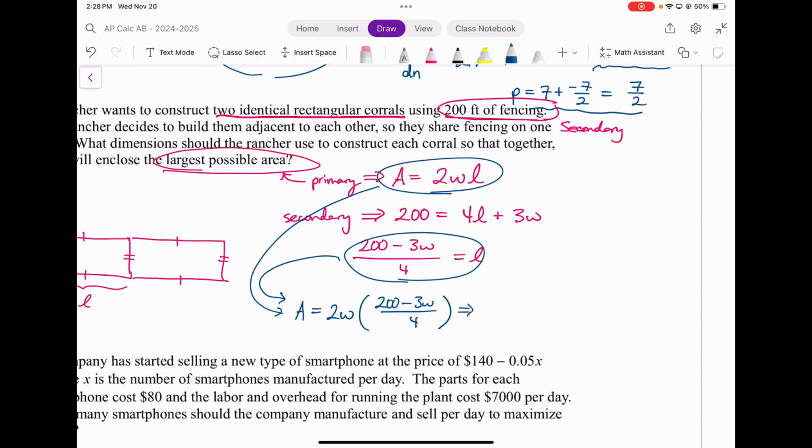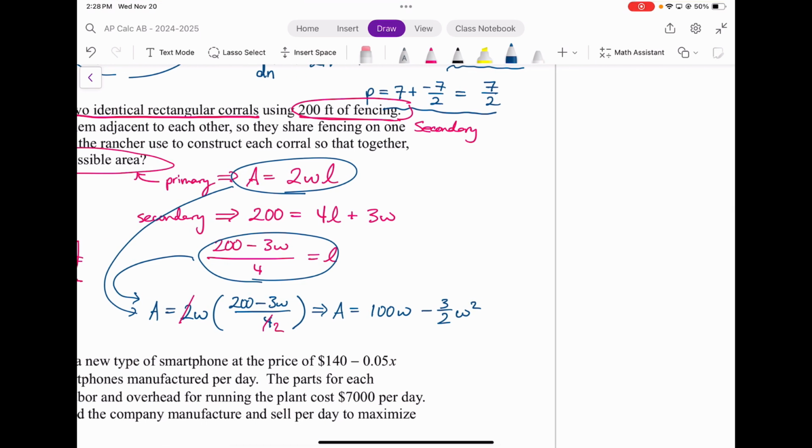So that means that area equals (400W minus 6W squared) over 4. Is there a better way to simplify this here? This turns into a 2. Yeah, let's simplify it. So we get 200 over 2, 100W minus 3 over 2 W squared. Cool.